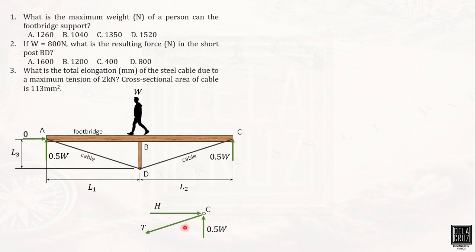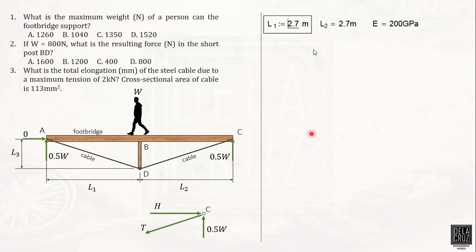If you have the value of tension, which will be the maximum tension given, by equilibrium we can calculate the W, the maximum W that the footbridge can support. Let's solve this using Mathcad. These are our givens, and by the way, the maximum tension is equivalent to 2 kilonewtons.